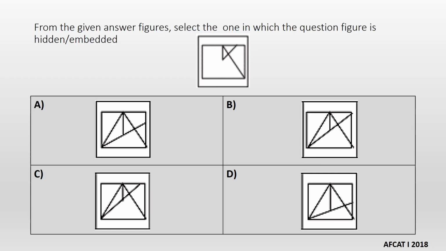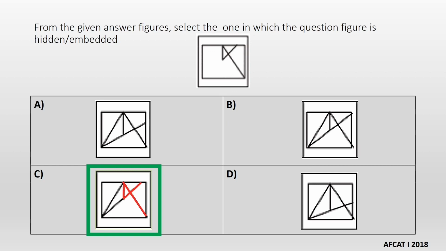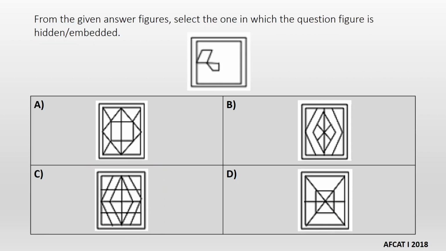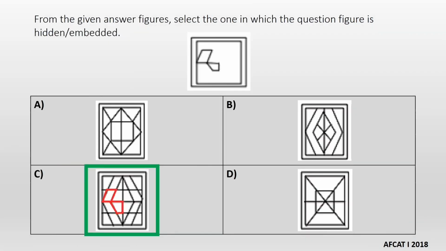In this question we have to select a figure in which the given image is embedded or hidden. So C is the correct answer. I have highlighted the area showing that this shape is hidden inside this image. Now next question. Again it's similar and the correct answer is C, and I have highlighted it.